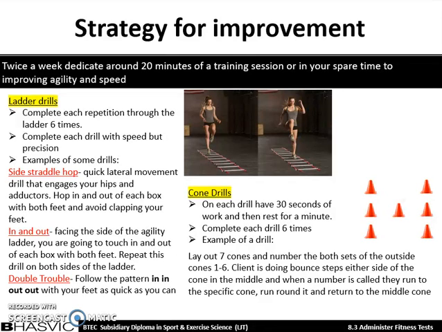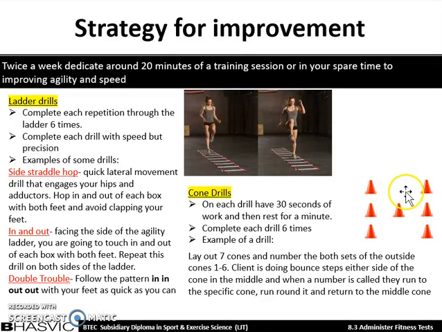Also a few cone drills. Obviously there's multiple different cone drills that you can do as a way of improving your agility, but the one I've come up with in particular will involve laying out 7 cones and numbering both sets of the outside cones, so these 3 and these 3, 1 to 6, and so the client will do bounce steps either side of this cone, and then it'll need a helper for this one, and the helper will call out a number. So each one of these will have a number.